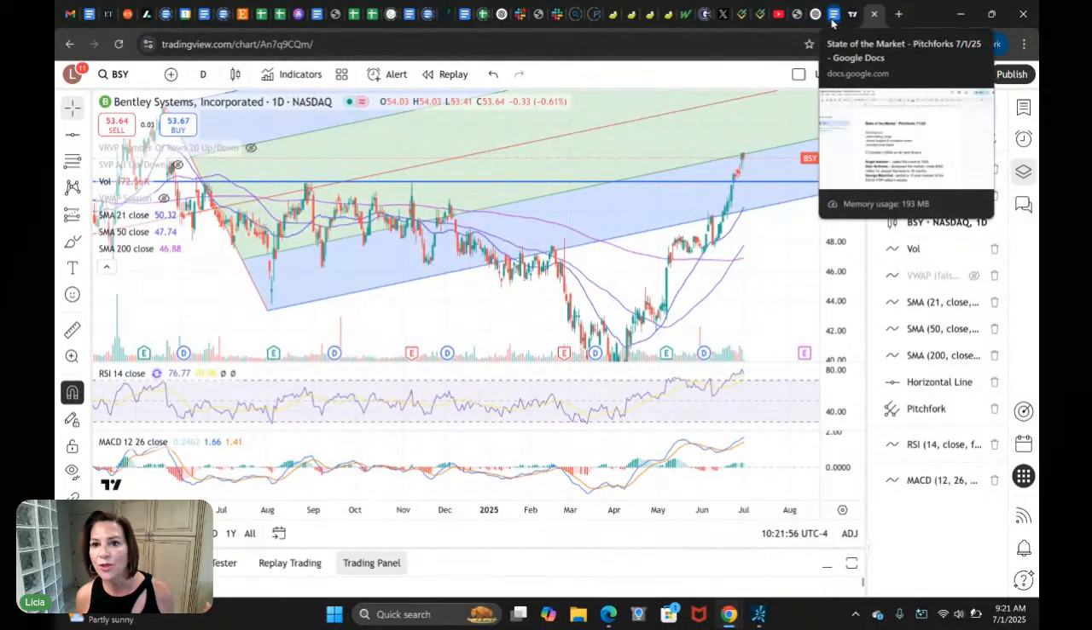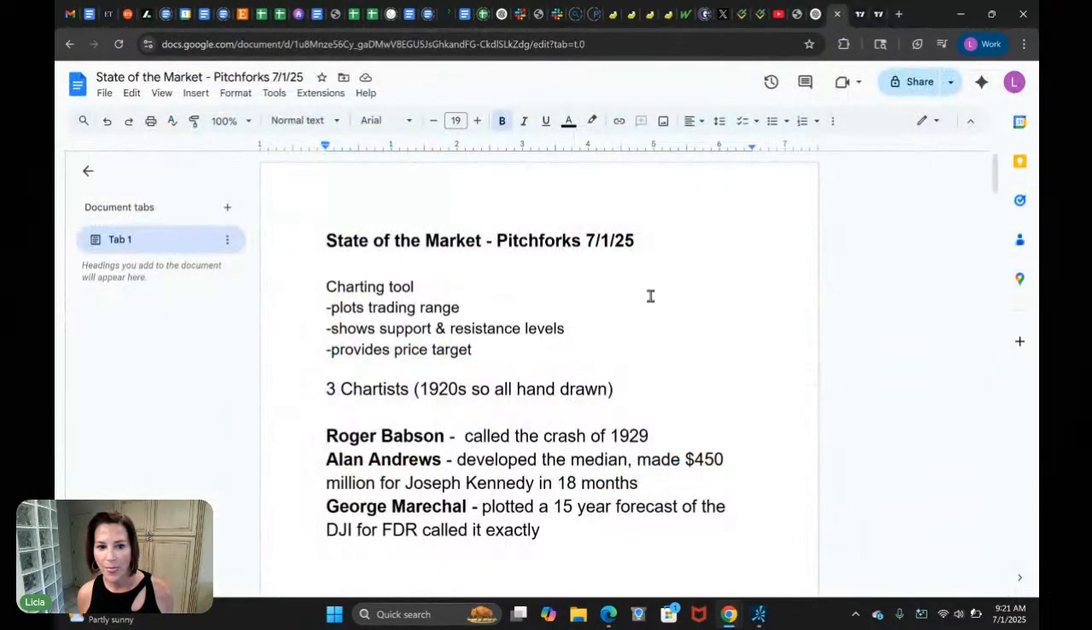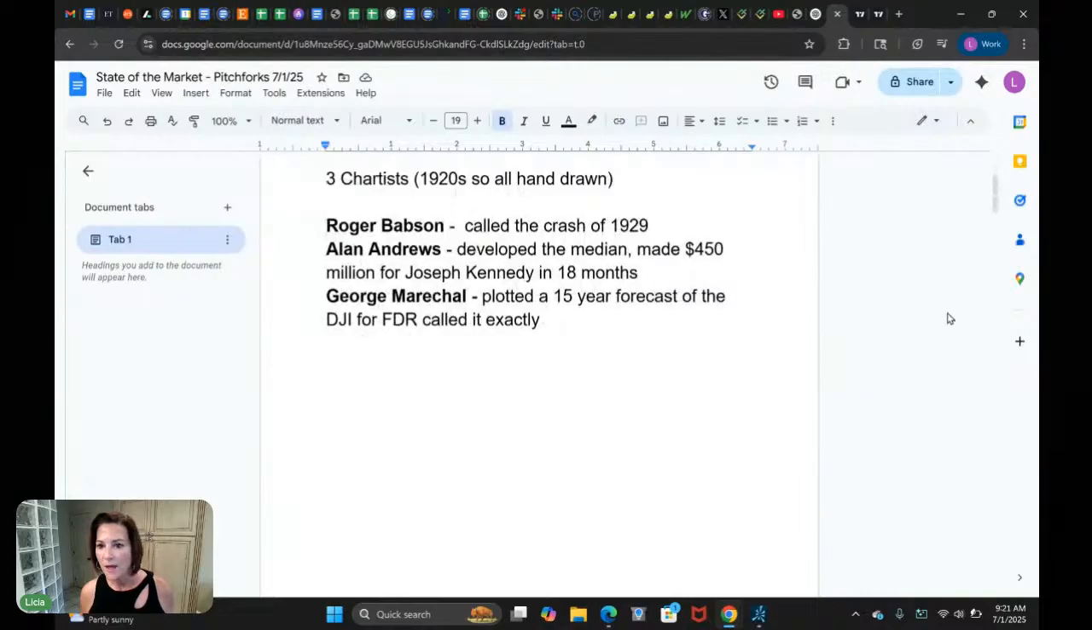Now, let me show you. Pitchforks came from hand-drawn chartists in the 30s. Three guys. Babson called the crash of '29. He was literally giving a speech, and he gave the warning. Pitchforks are named after Alan Andrews. They call them Andrews pitchforks.